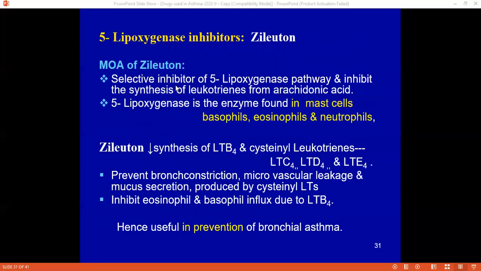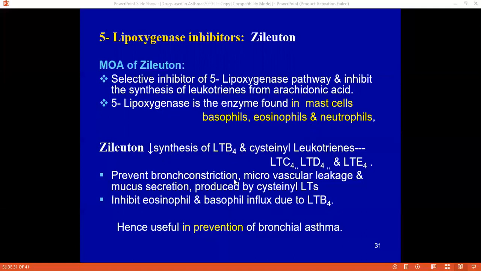Let's see the mechanism of action of zileuton. Zileuton selectively inhibits the 5-lipoxygenase pathway and inhibits the synthesis of leukotrienes from arachidonic acid. 5-lipoxygenase is the enzyme found in mast cells, basophils, eosinophils, and neutrophils. In this way, the inflammatory effects of all these mediators released from these cells can be prevented. Zileuton decreases the synthesis of LTB4, leukotriene B4, and cysteinyl leukotrienes like LTC4, LTD4, LTE4.